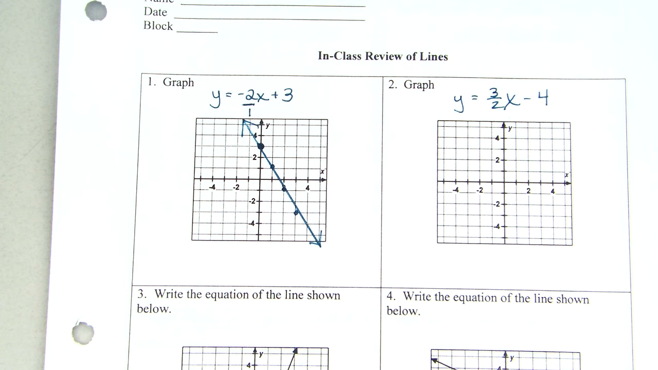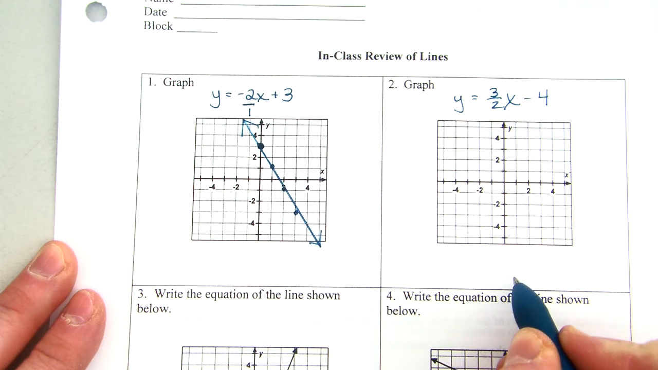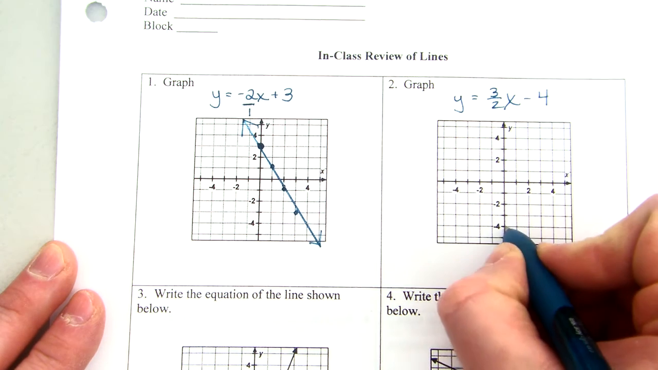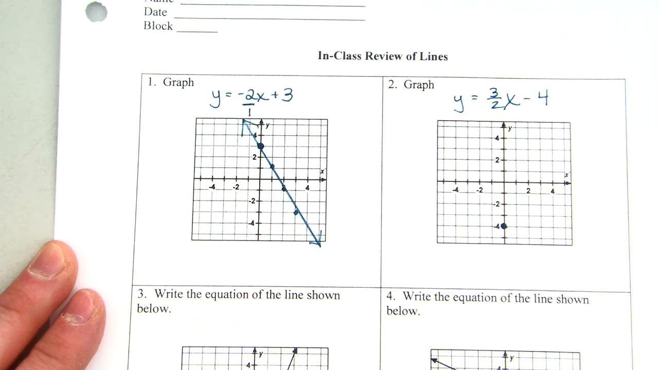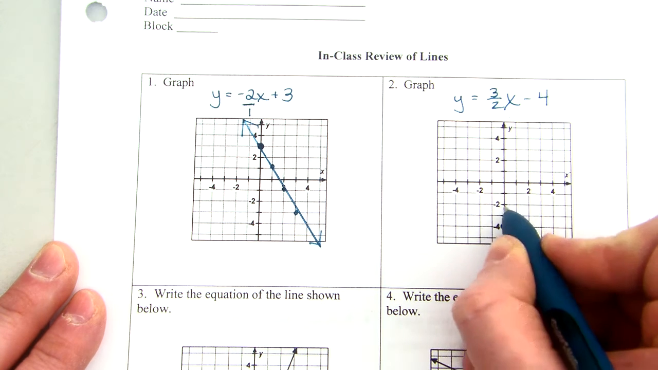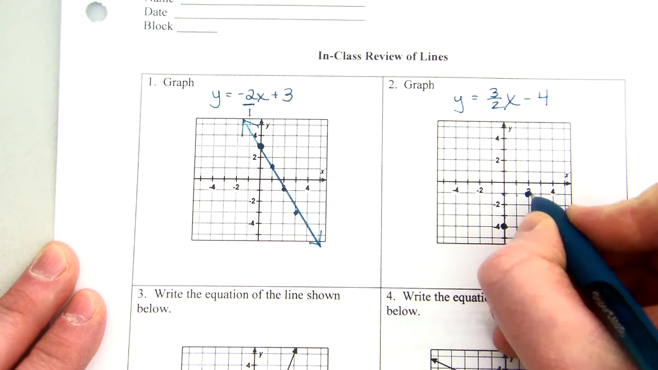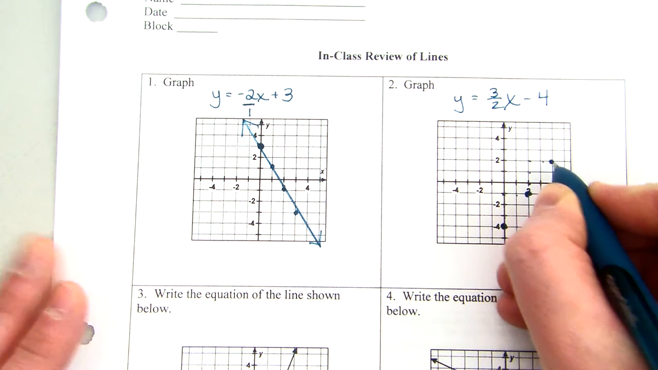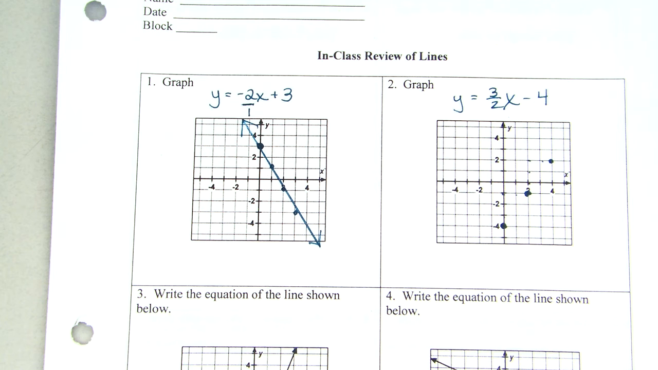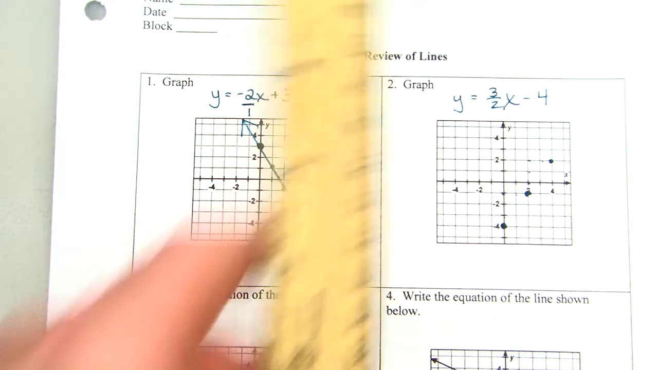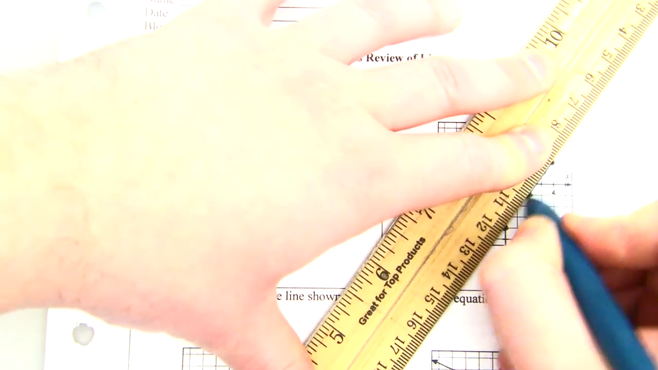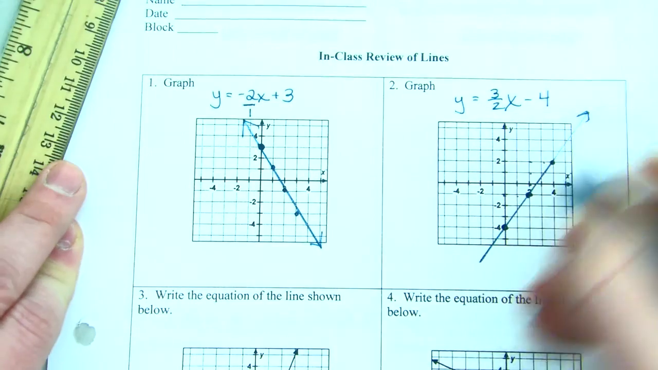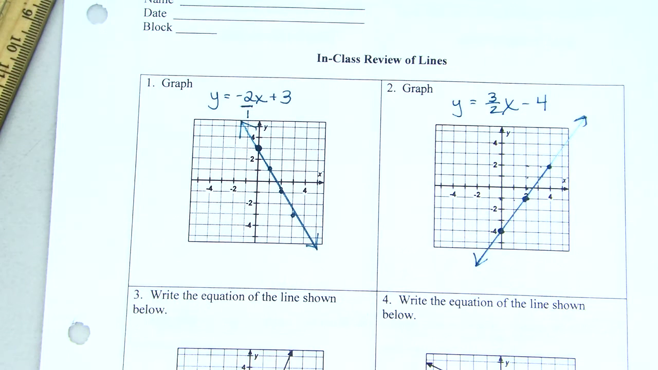Leticia, where did you start for number 2? Yeah, x-axis or y-axis? Always the y-axis. Good. And then can you tell me how you moved? Up 3, 1, 2, 3, over 2. I like it. I'm going to do it again. Up 3, 1, 2, 3, over 2, 1, 2. Okay, I'm going to connect the dots. And hopefully your line looks something like this.